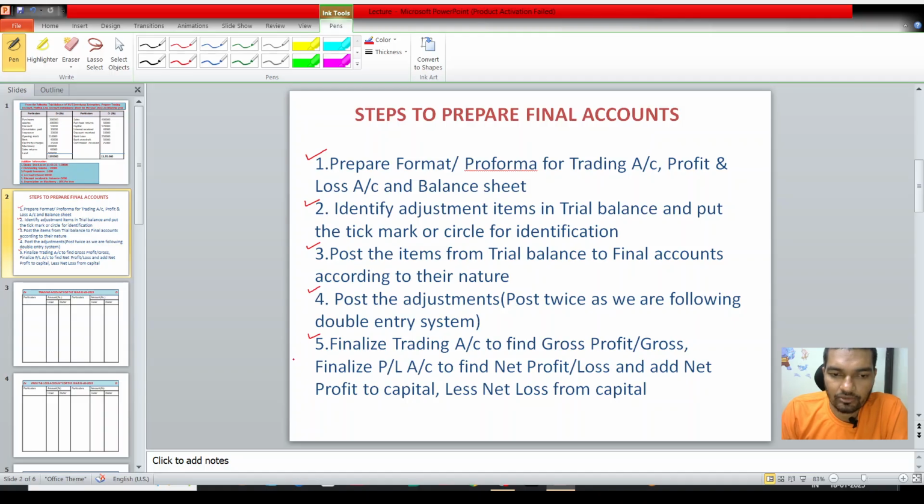The fundamental rule is that if you are getting net profit, the net profit should be added to capital. If we are getting net loss, that should be subtracted from the capital. So these are the steps we are required to follow while solving the final account sum.